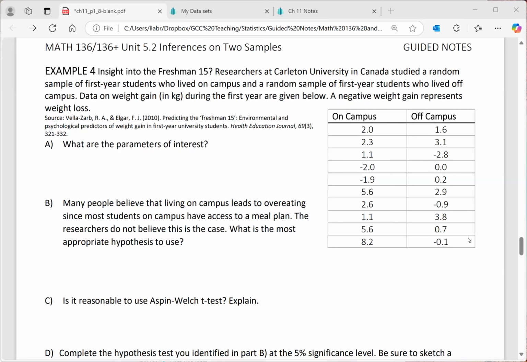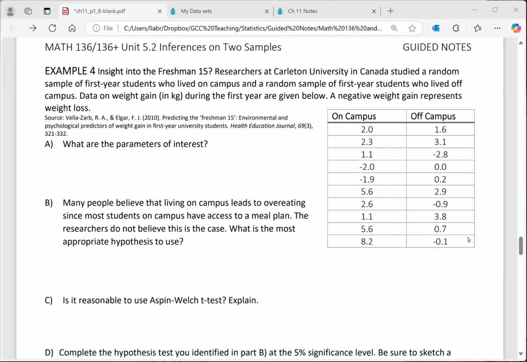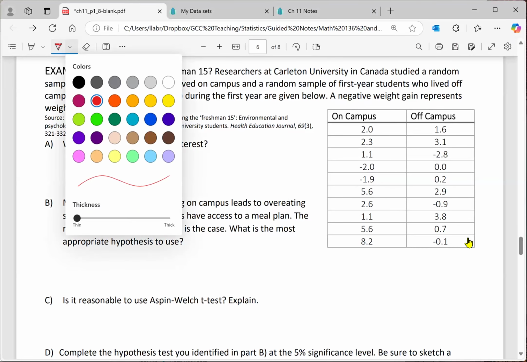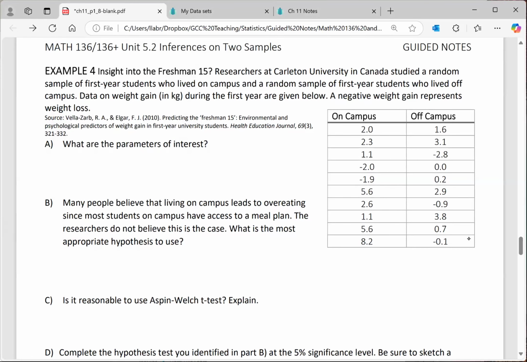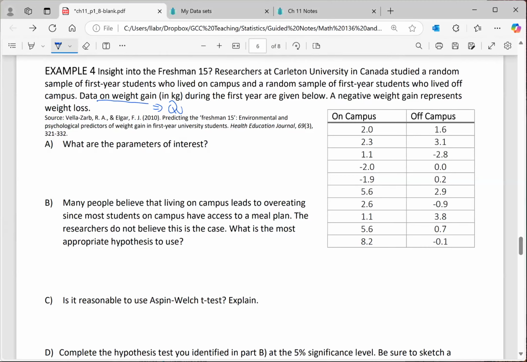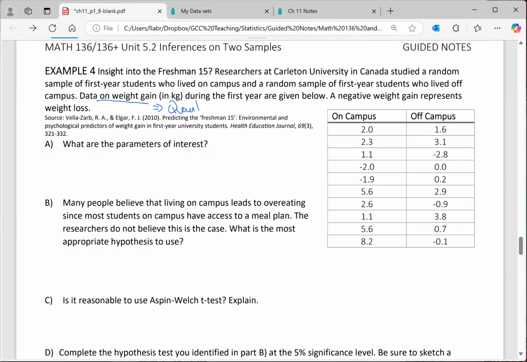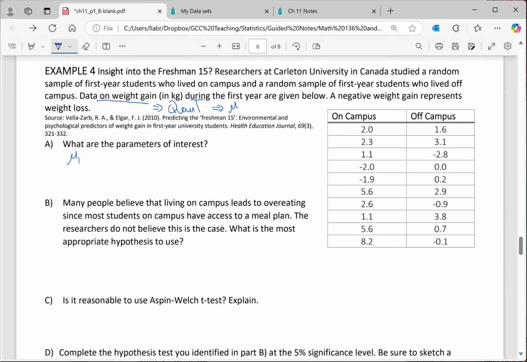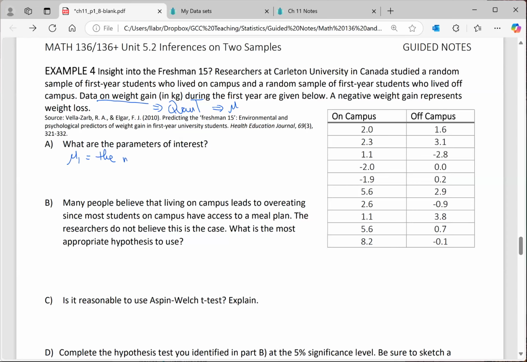We've got two groups. And so our very first question is, what are the parameters of interest? Because this is weight gain, I hope you see right away that this is a quantitative variable, and therefore we're probably interested in the mean. And it would be the mean of the corresponding groups. So the parameter of interest would be mu1, which would be the mean weight gain.